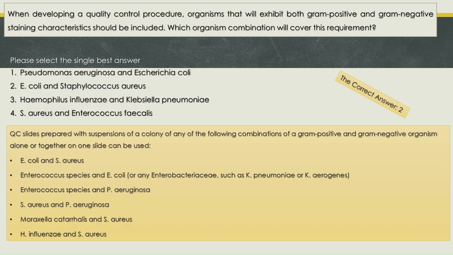1. E. coli and S. aureus. 2. Enterococcus species and E. coli, or any Enterobacteriaceae, such as K. pneumoniae or K. aerogenes. 3. Enterococcus species and P. aeruginosa. 4. S. aureus and P. aeruginosa. 5. Moraxella catarrhalis and S. aureus. 6. H. influenzae and S. aureus.